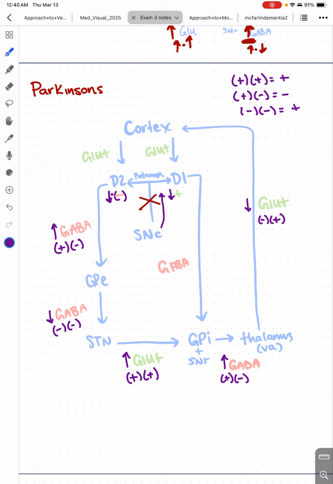And a negative effect on the cortex is going to look like decreased movement, which is characteristic of Parkinson's. So that was the indirect pathway. What about the direct pathway? Well, if we have a decreased effect on D1, you're going to get a negative times a positive, which is going to be negative. And if you have a negative effect on GABA, you're going to get two negatives, which equal a positive. Boom. The direct and the indirect pathways align.